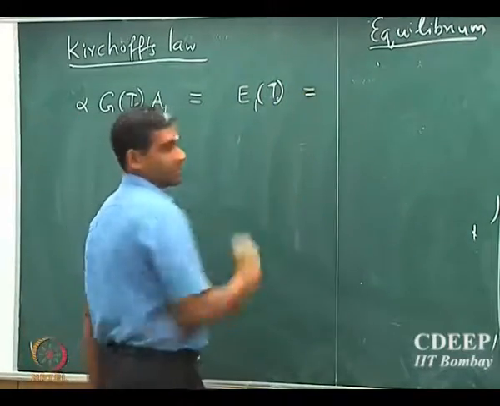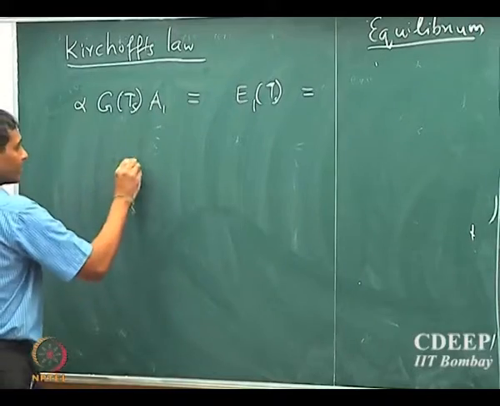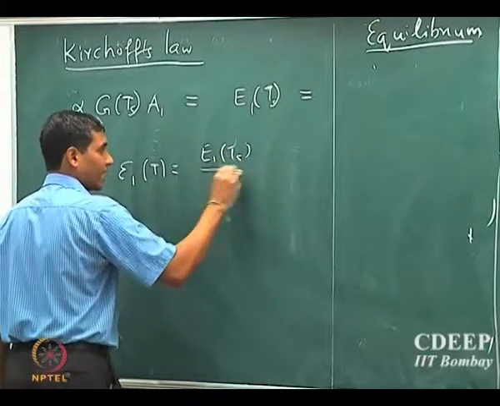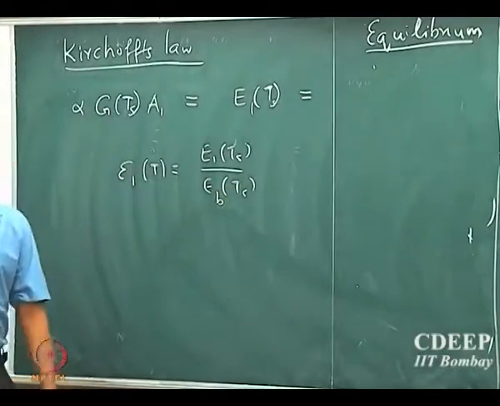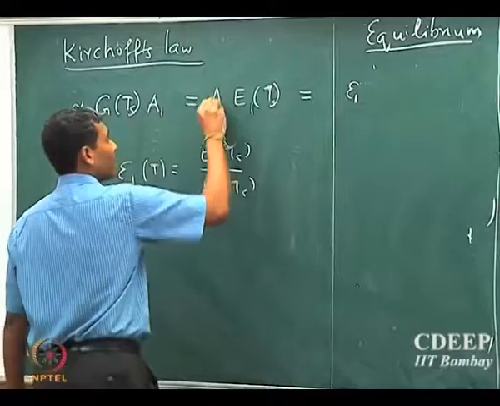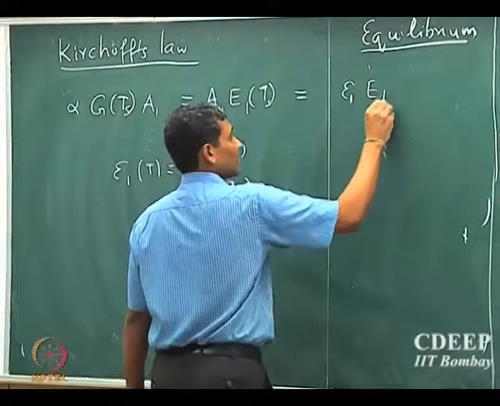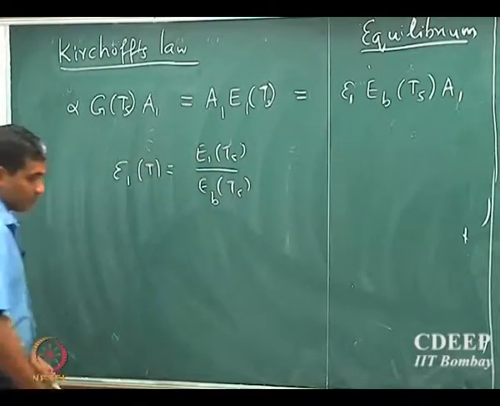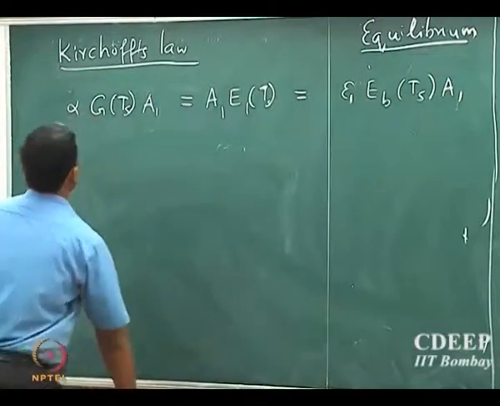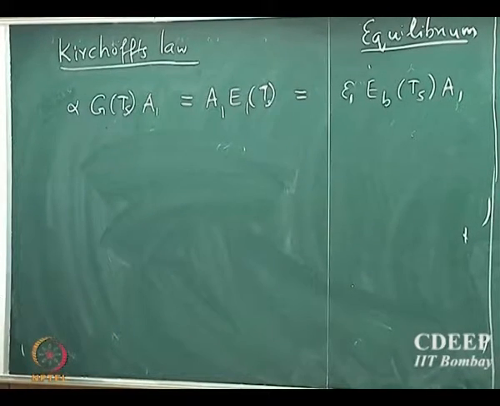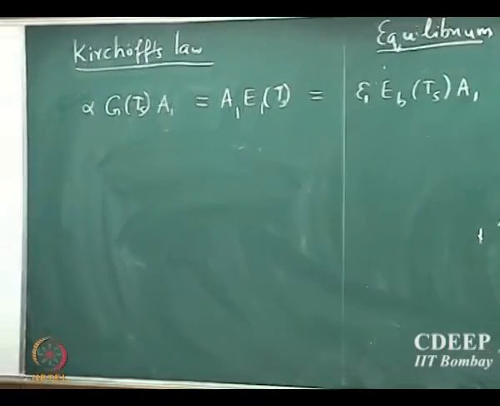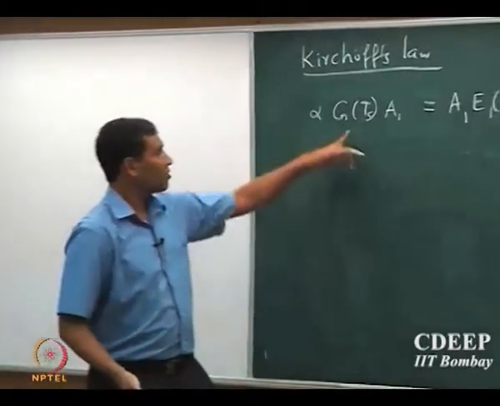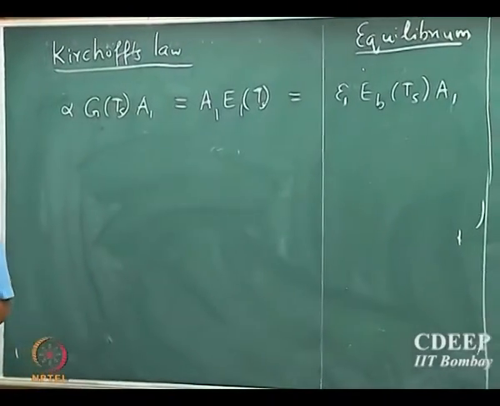What is E1? We know that emissivity is defined as E1 divided by the corresponding black body emission. So we can write this as E1, oh I forgot to multiply by area, E1 into the area of the surface, that is the total emission. What's the total radiation that is received by the surface? What's the total incident radiation? Already G of Ts, that we have already done for the system that we have looked at.